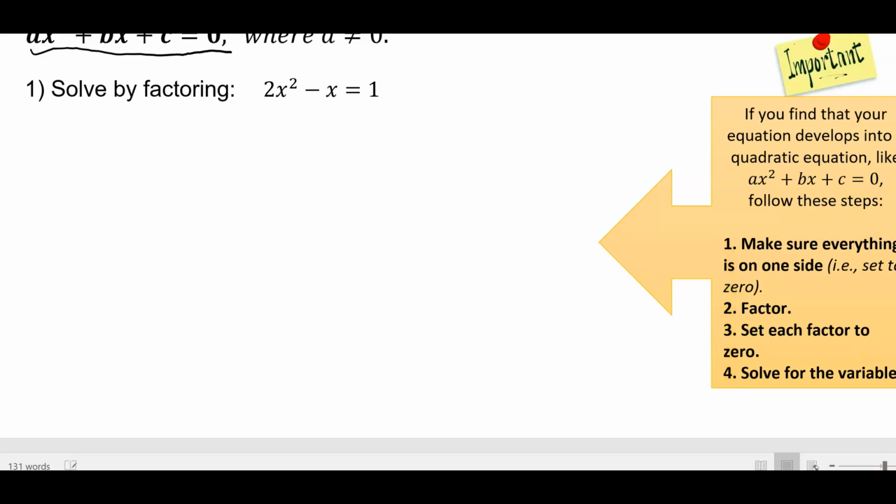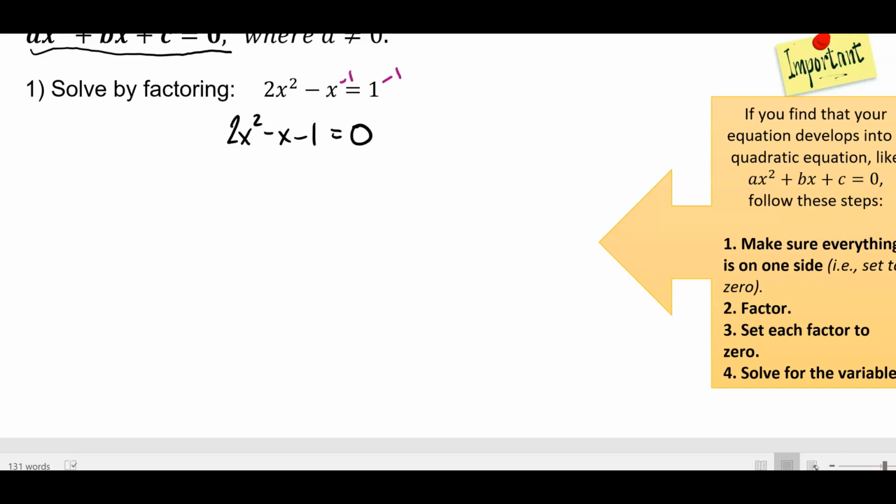So let's get started. First thing we need to do is make sure everything is on one side. In order to do that, we need to subtract 1 from both sides. Then we'll have 2x squared minus x minus 1 equals 0. That's the very first step. Then we're going to factor. Now, this is a trinomial, so you'll need to use one of your factoring methods to factor this trinomial.